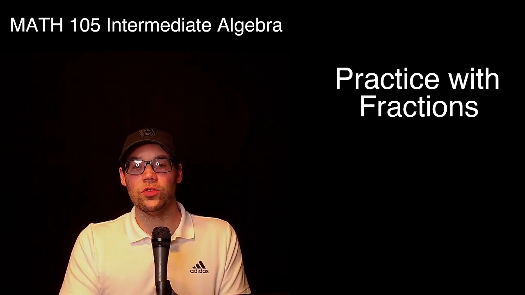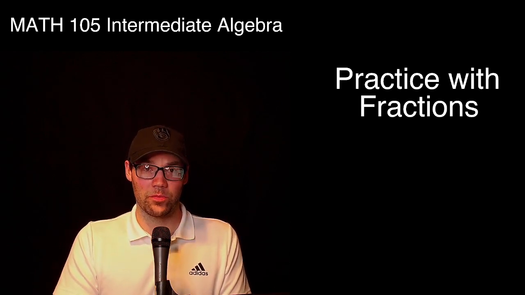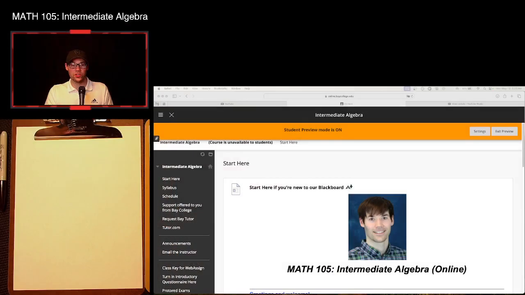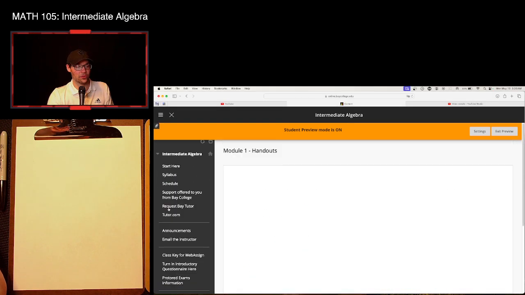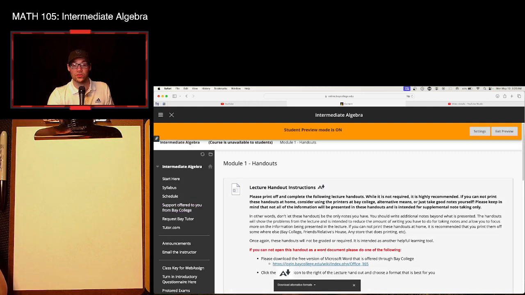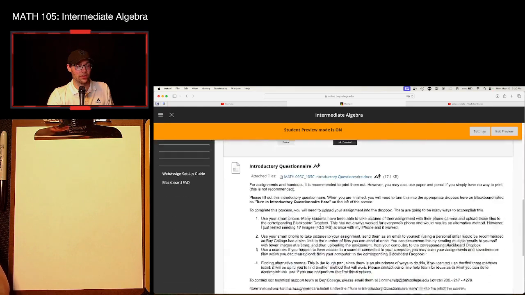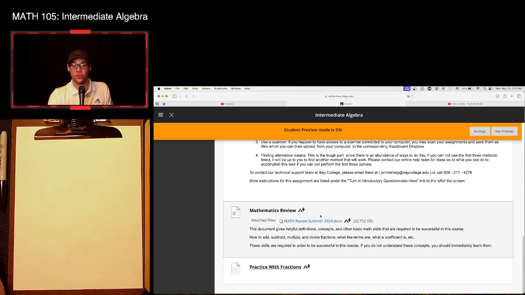So, we're going to use a handout found on our Blackboard page. So the first thing we want to do is identify where this is. On our Blackboard page, if we go over to the left and scroll down, we can click on Module 1 Handouts. This will take us to the handouts that we need for our first exam, and at the very bottom here, we see Practice with Fractions.